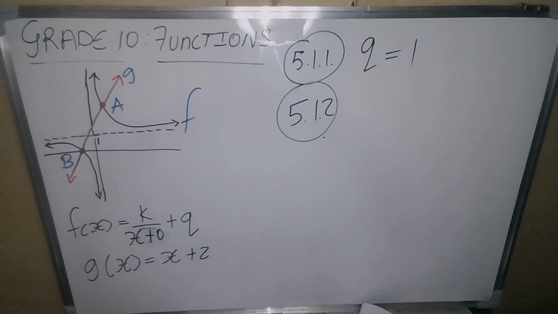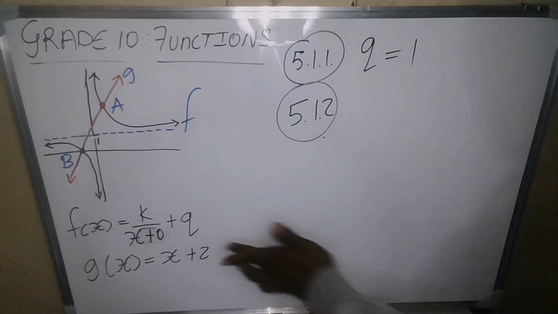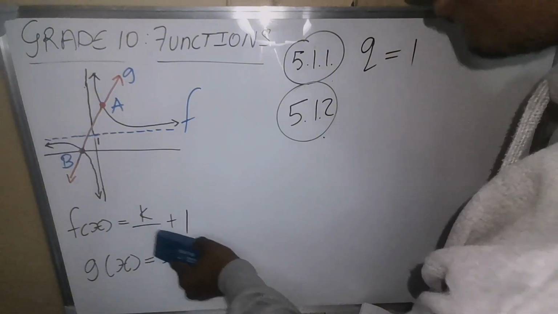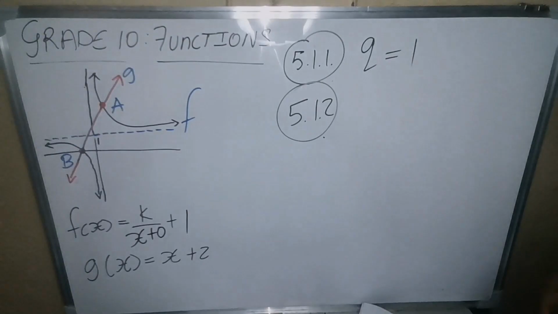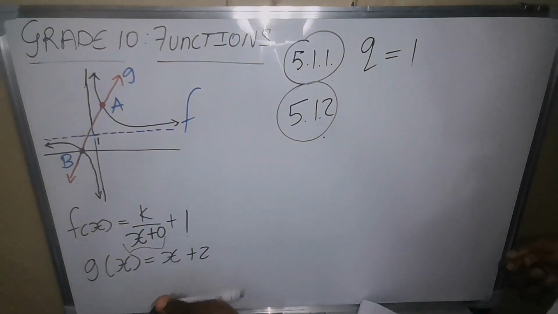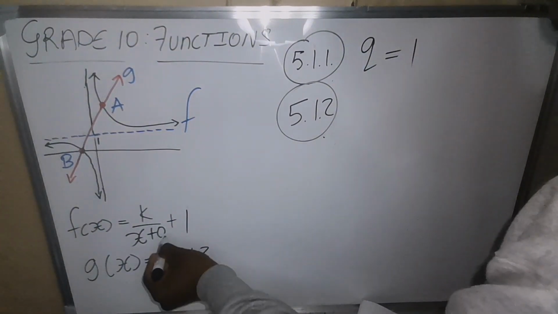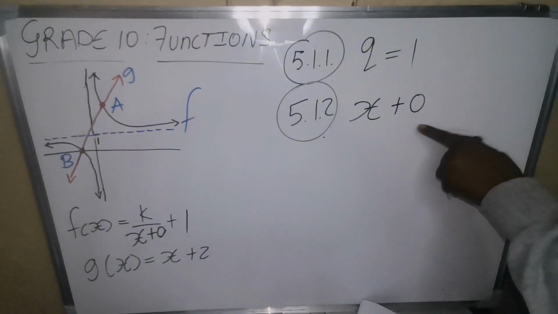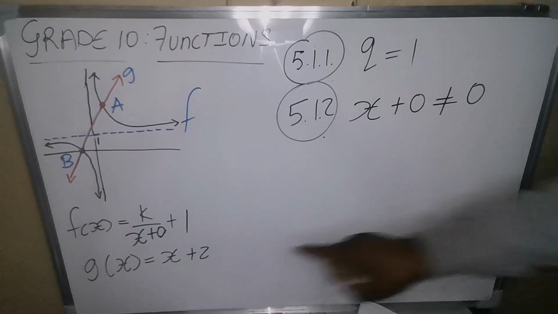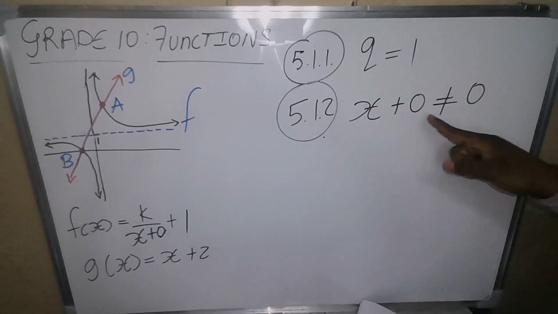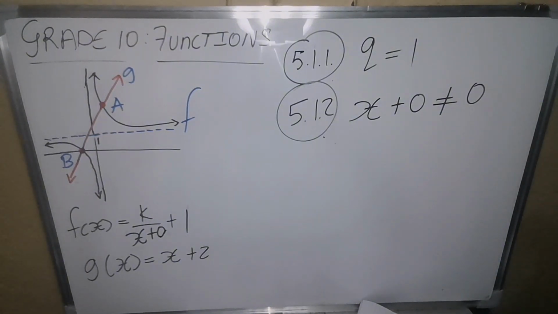5.1.2 says you must write down the domain of f. Domain is all x values that are real, but for a hyperbola it is very different. You find the domain where you see x on the graph, in the denominator, which here is x plus 0. This expression should not be equal to 0. If it was x plus 2, we would say x plus 2 should not be equal to 0. You just put a slash through the equals sign. You do that only to find the domain.